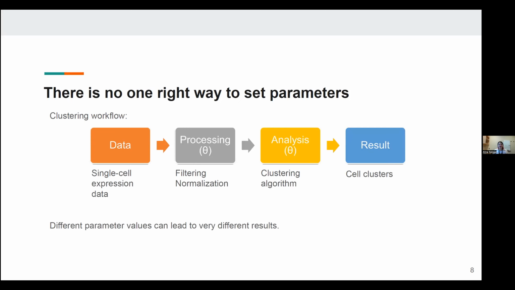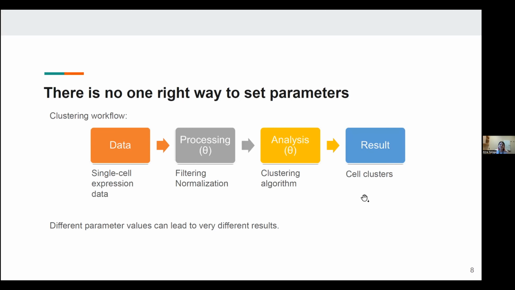Here's the problem. Different parameter values, especially when combining across many different steps, can actually lead to very different results. So I might set these parameters to different values and then end up with cell clusters that really look quite different. And not just in terms of number of clusters, but also in the membership of cells that get assigned to different groups.